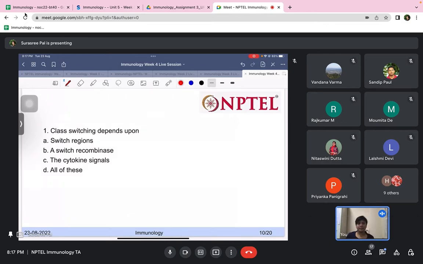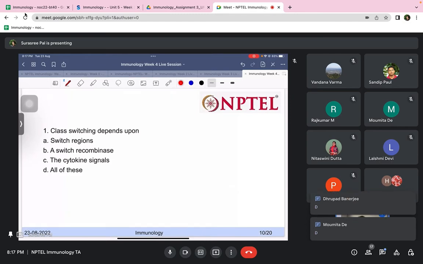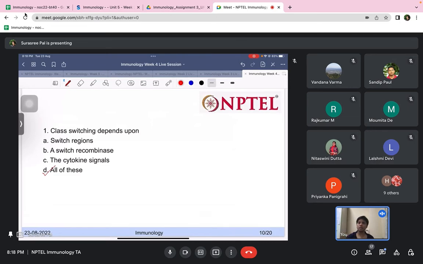Okay, so please post your answers in the chat box. Class switching depends upon which of these? All of these. Yes, D is the right answer because of the switch regions, the switch signals, and the switch recombinase, which is the AID here, and the cytokine signal. So all of this is the correct answer. Okay, moving on to the next question.